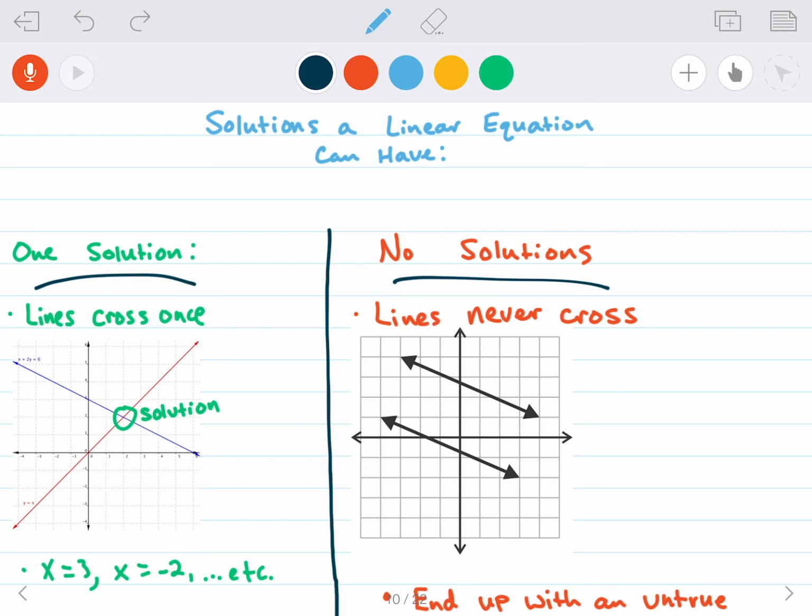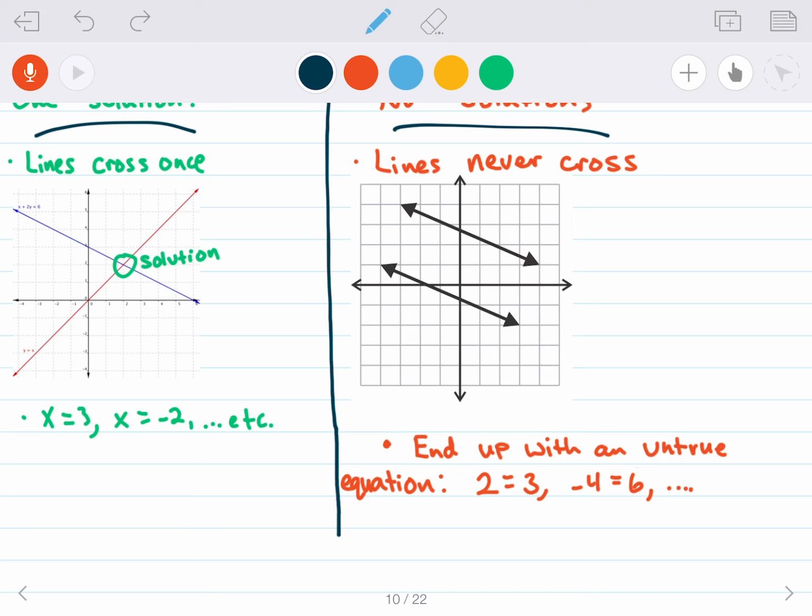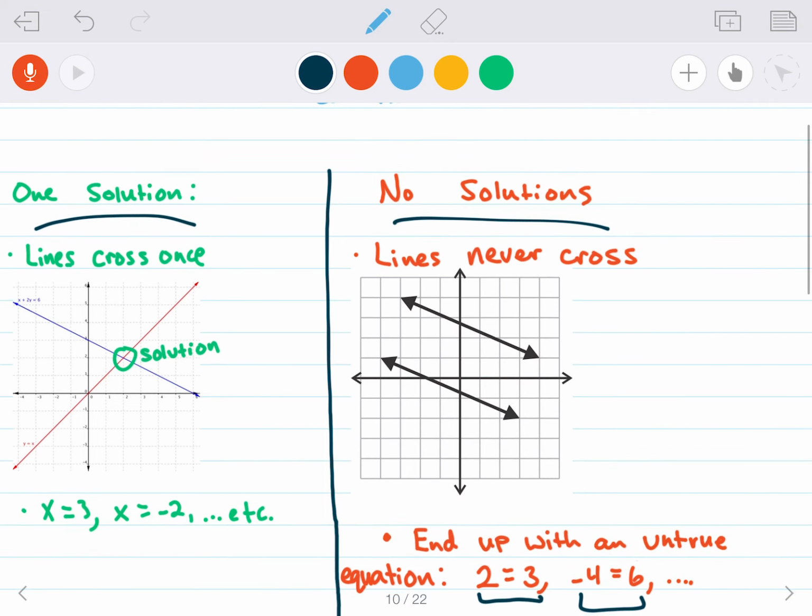And what this means algebraically is that when we try to solve the equation, we end up with an untrue equation at the end. As we talked about in a few videos ago, we're going to get two different numbers equaling each other. That means an untrue equation. That's what we call a logical fallacy, a mathematical untruth. We get 2 equals 3, negative 4 equals 6, 0 equals 18. Things like that are untrue. And we're going to do some examples where we can actually see this in action. So these are the first two cases.